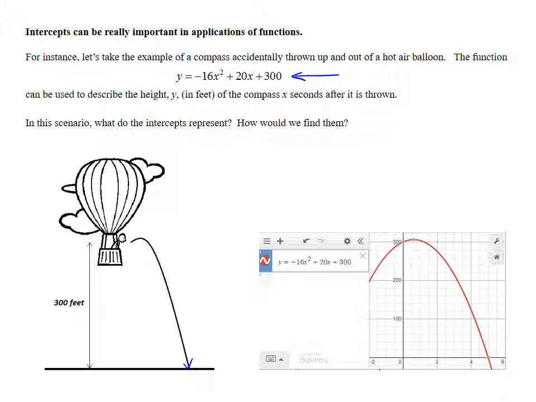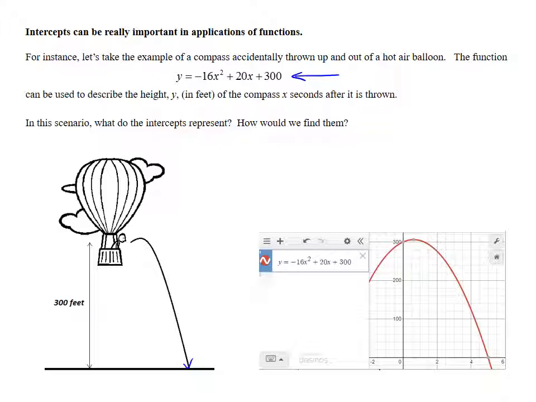Let's talk about what the intercepts represent in this scenario and how we would find them. Well, first off, we've been graphing equations, so a really nice thing to do first would be to graph this in decimals, and I actually have the graph already printed for you. One thing to note is that I did change the scale using the graphing window utility, the little wrench. So I have an x-axis going from -2 to 6 and a y-axis going from about -10 to 300, or a little over 300.